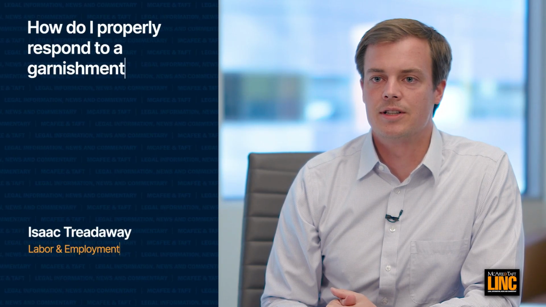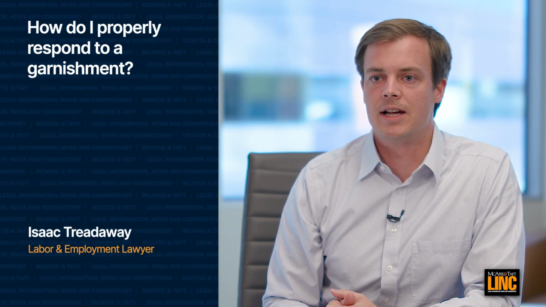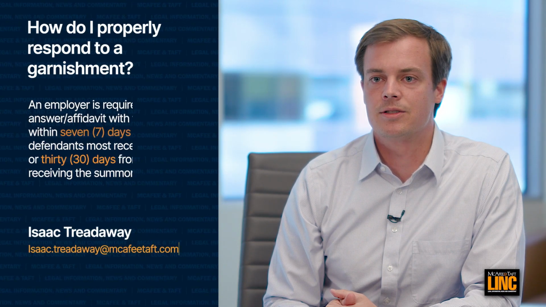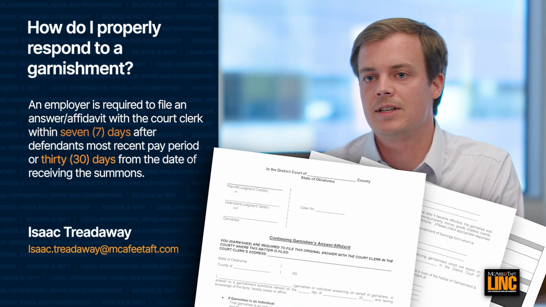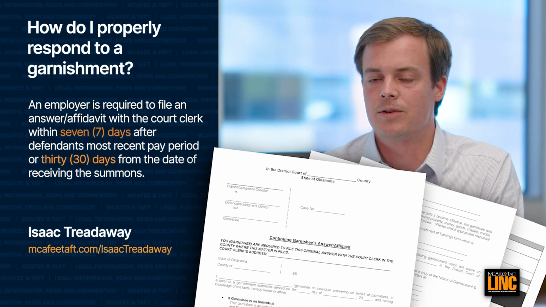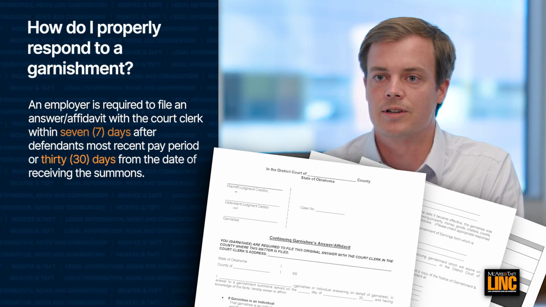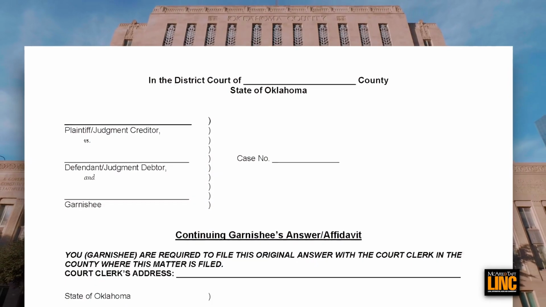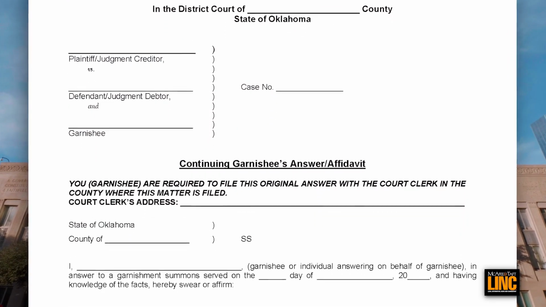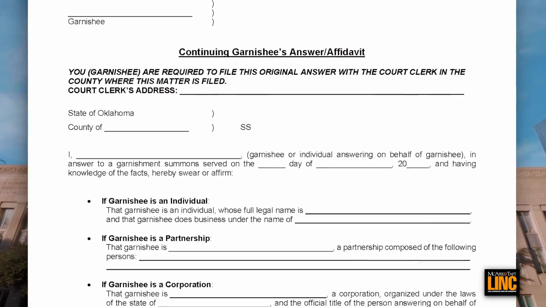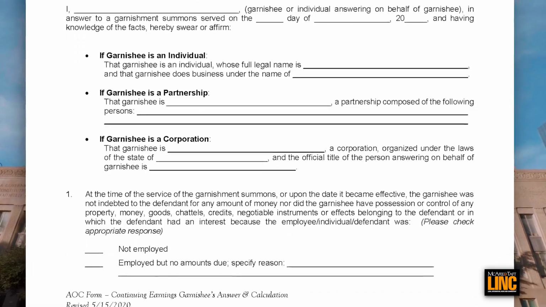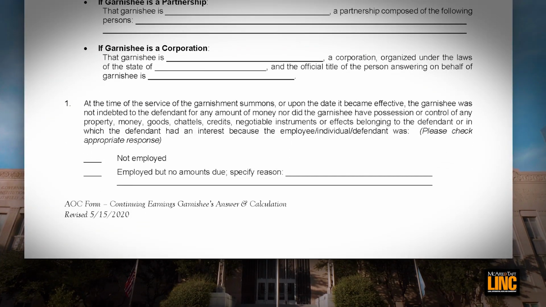Follow the instructions on the summons, which should include a copy of the answer form. You must file the answer with the court clerk within 7 days of the end of the present pay period or within 30 days of receiving service of the summons, whichever is earlier. As you will see on the answer, you must include information such as whether you employ the employee, whether you're indebted to the employee, or whether you are otherwise liable to the employee.